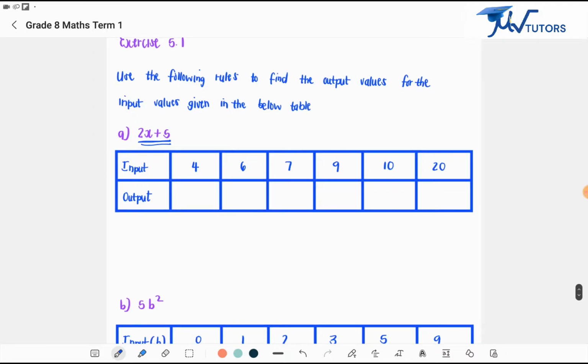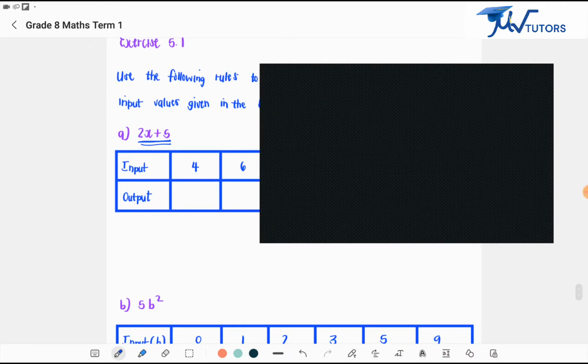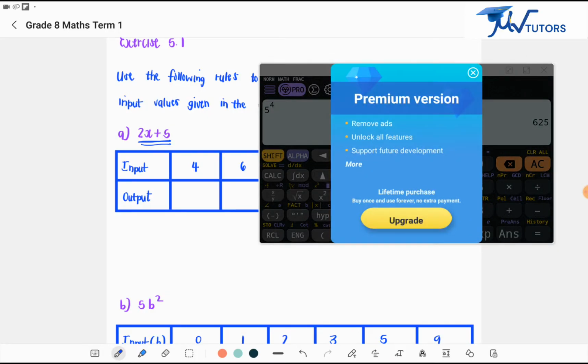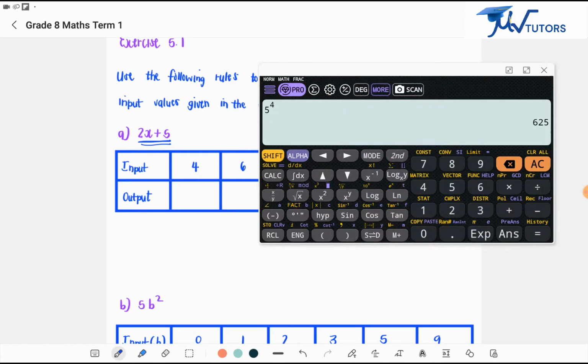So let's do it like this. I'm going to take out the calculator because we will be changing the values as we go. Right now, we're going to put 4. And then next, we're going to put 6 and so forth. So we have 2 times x. And in this case, we're starting with 4. So in the place of x, we put 4 and then plus 5. 2 times 4 is 8. 8 plus 5 is 13. So that's what we're going to put now.